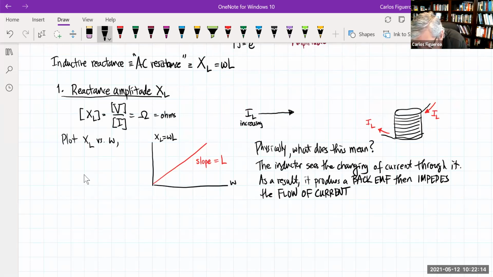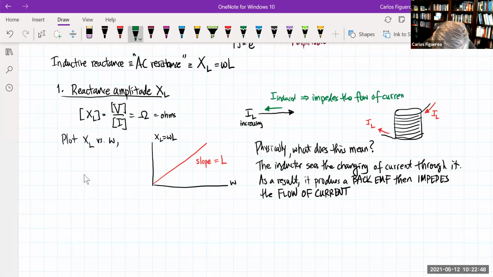So if it's increasing, what is the back EMF going to do for this coil? The back EMF is going to come in and try to reduce that current flow. So now I have a current that's induced. If I try to change it really quickly, that induced current is going to flow the other way. So what this induced current does is that it impedes the flow of current. It's not a resistive element. It impedes it.